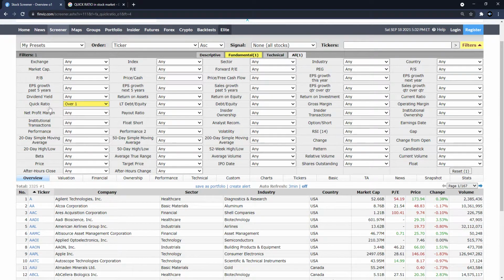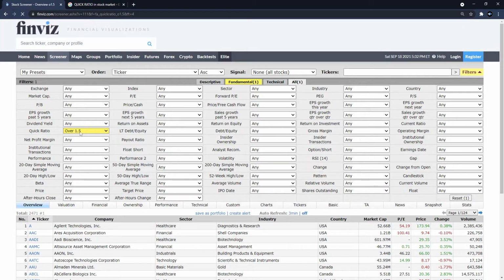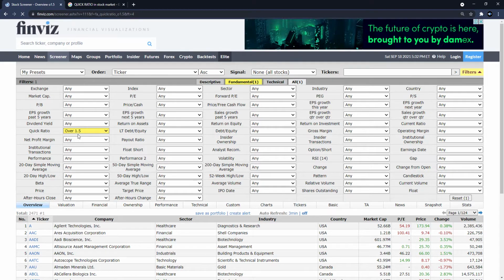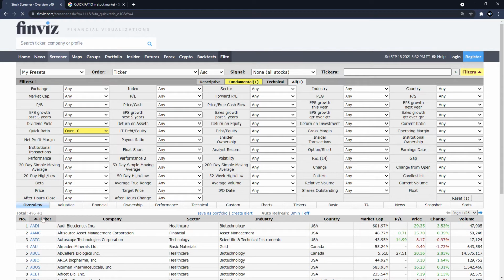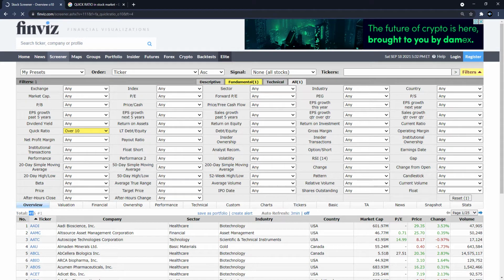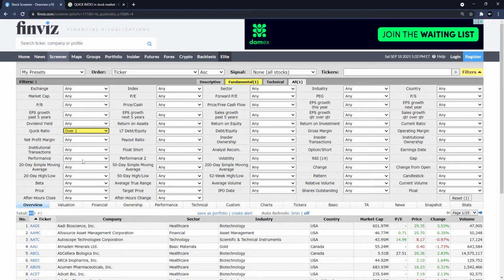As you can see, it says that the higher the quick ratio, the better the position of the company is. So we want it over one. We can go over 1.5. You can go ahead and scroll through them. You can basically go over 10, and you can see we're left with 496 stocks. But after that, we're just going to click over one.